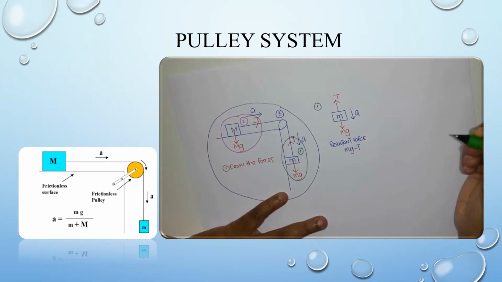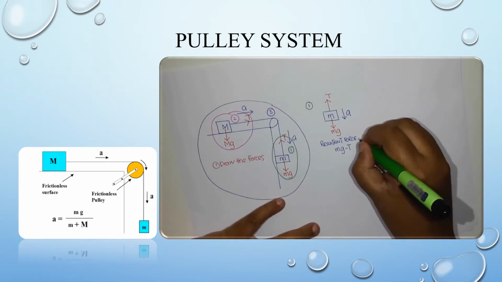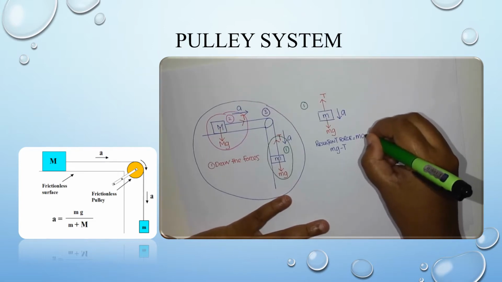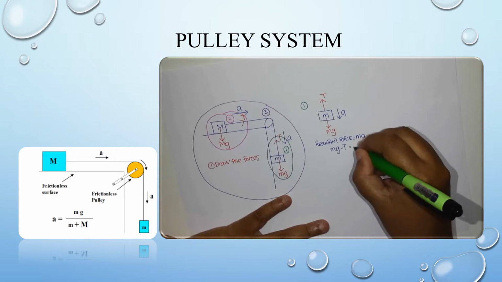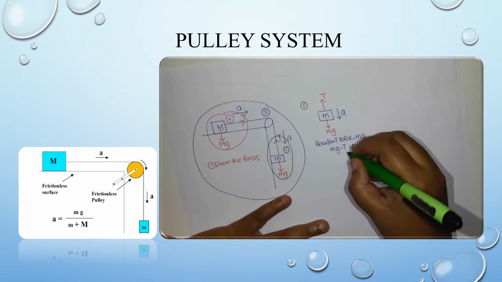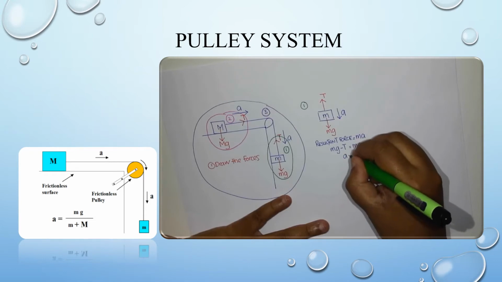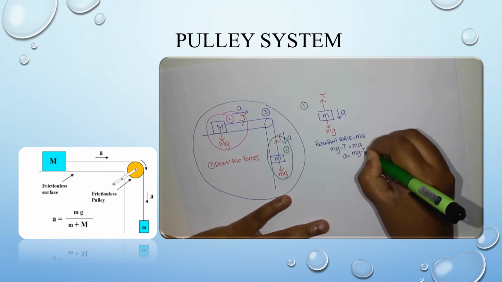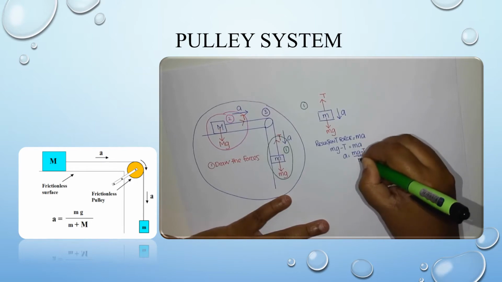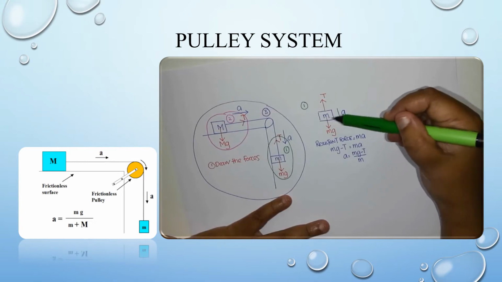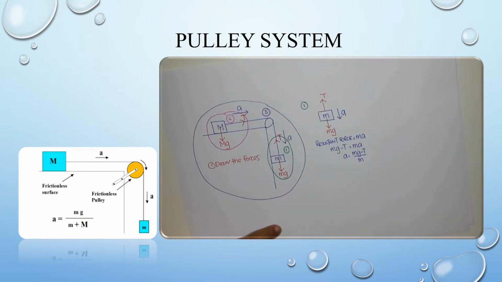According to Newton's second law, resultant force is equal to ma. So mg minus T is ma. If I want to find the acceleration, a is equal to mg minus T divided by m. The m here is the mass that is involved here. That is number 1.